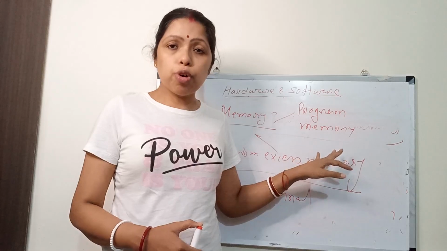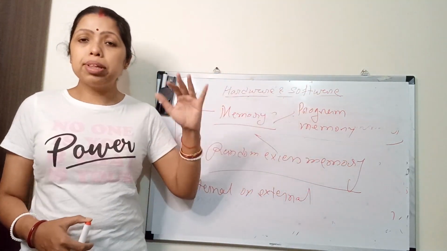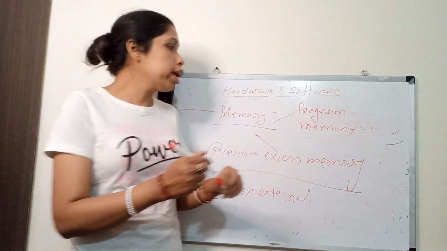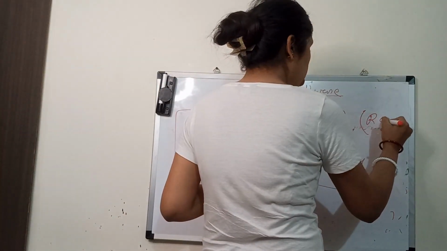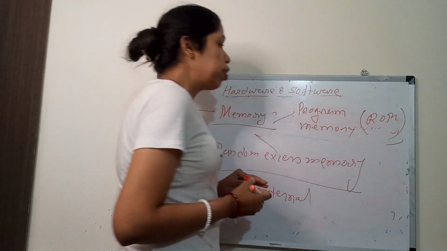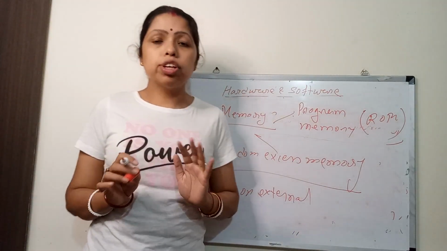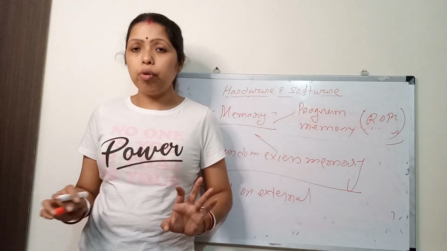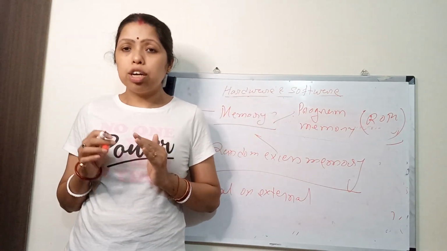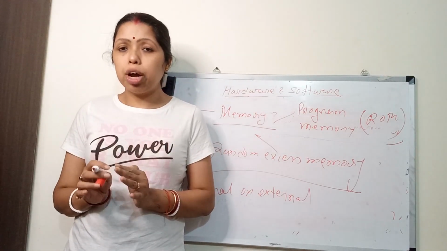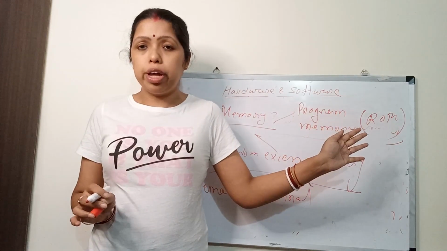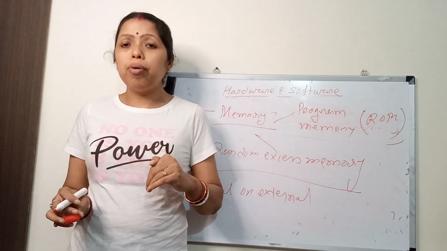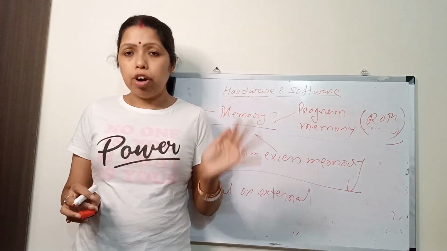Now come to the program memory. Program memory is also known as the read-only memory, ROM. After executing the program, if your program is correct, with no bug and no error, you can store this program permanently in the program memory. So it will not be lost. If you shut down the power, it will not be lost.